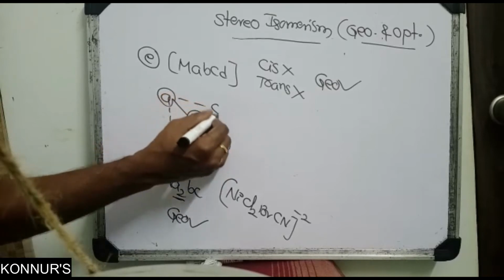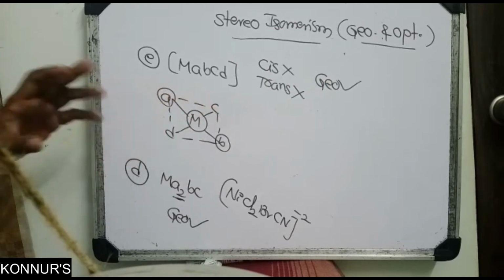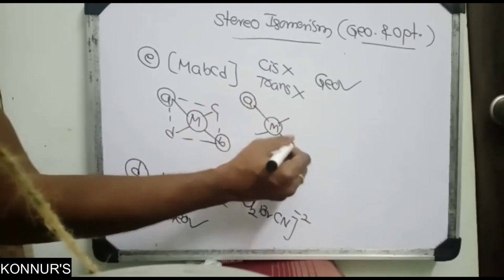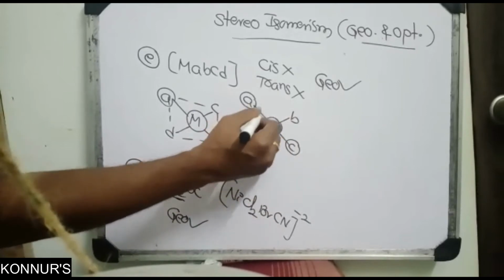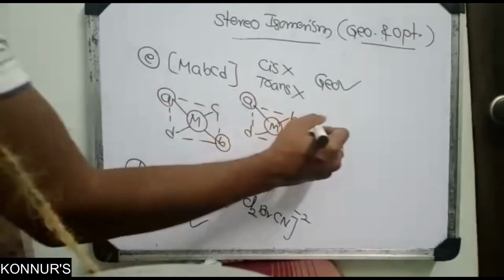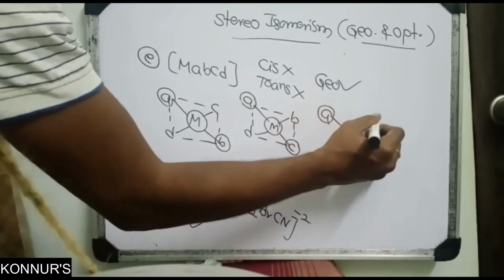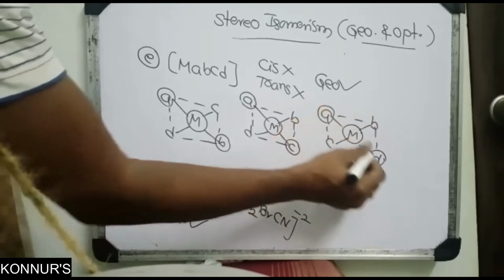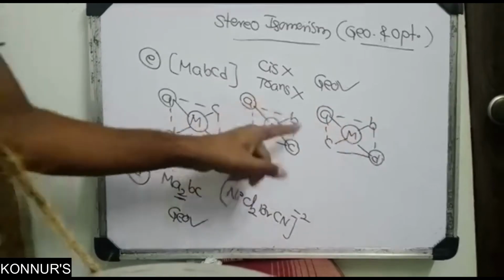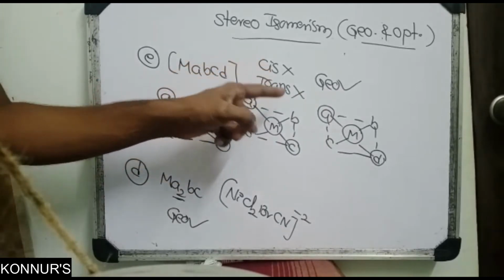MABCD. A is trans to B, otherwise A is cis to C and D. Both are the same only. Next, M, A, C, B, D. Here A is trans to C, otherwise A is cis to B and D. Next, M, A, D, B, C. A is trans to D, otherwise A is cis to B and C. So you can write more than one structure, and more than one structure means geometrical isomerism is there. But similar groups are not there, so that's why you can't tell cis and trans.